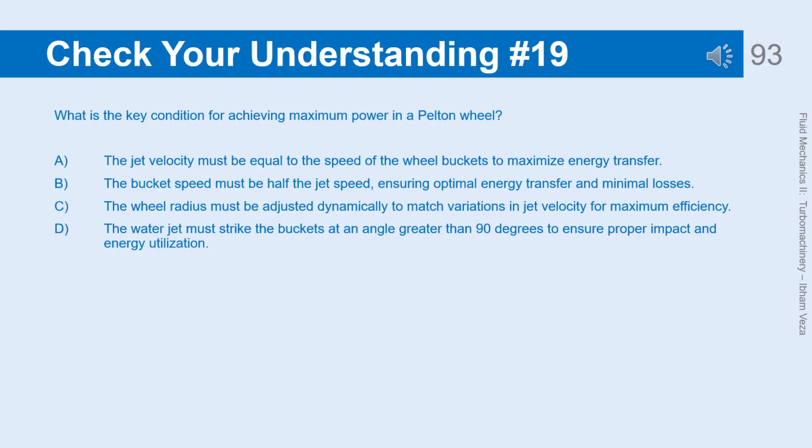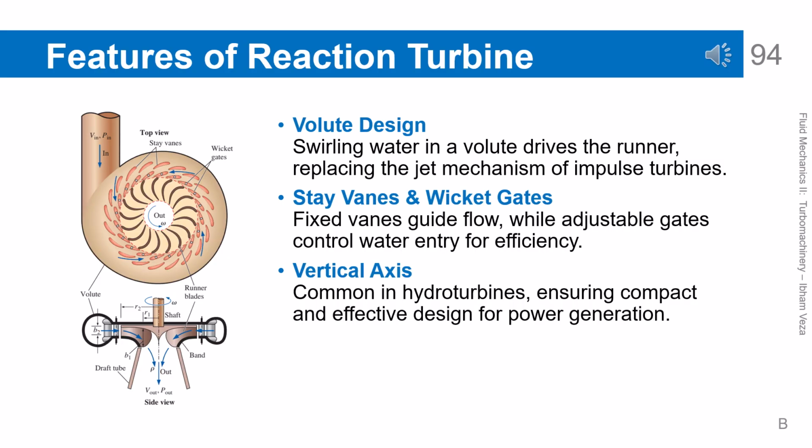Unlike impulse turbines, reaction turbines operate with a combination of velocity and pressure changes inside the runner. Water flows through the volute and is guided by stay vanes and wicket gates before entering the runner. The wicket gates can be adjusted to control the flow rate and power output. Many reaction turbines use a vertical axis for a more compact design. This concept shows that energy is extracted from the fluid through both pressure and velocity.